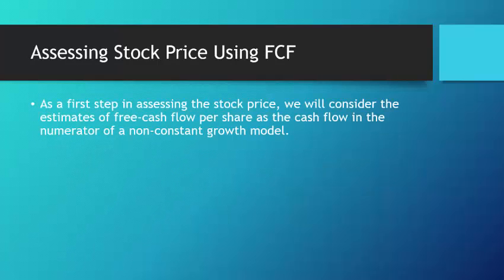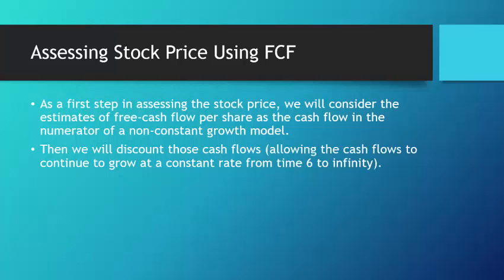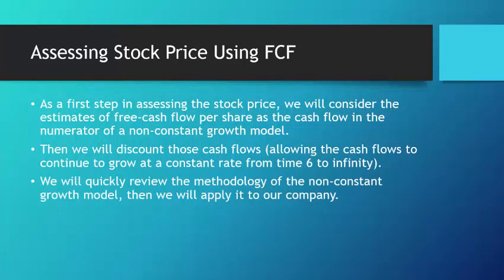So here we go. As a first step in assessing the stock price, we will consider the estimates of free cash flow per share as the cash flow in the numerator of the non-constant growth model, that Gordon non-constant growth model, as we remember. Then we're going to discount those cash flows, allowing for the cash flows to continue to grow at a constant rate from time 6 to infinity and beyond. And then we will quickly review the methodology. In fact, right now we're going to quickly review the methodology of the non-constant growth model.